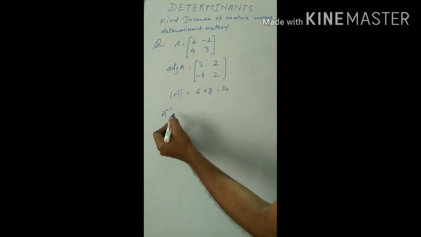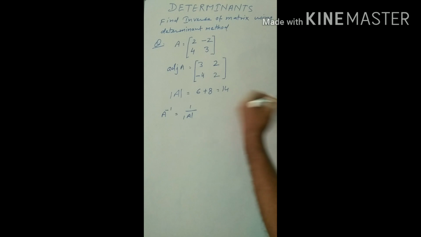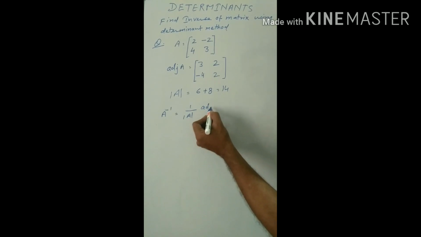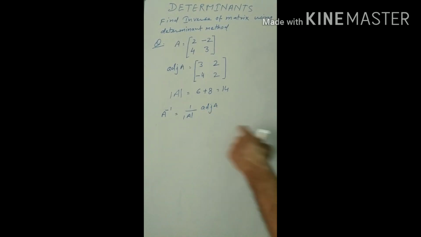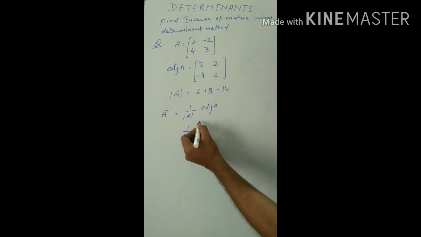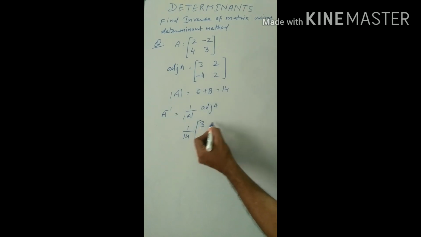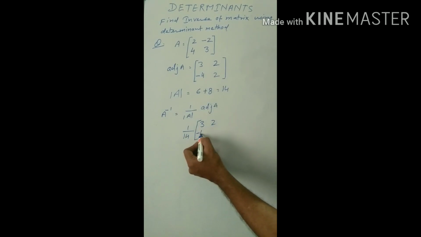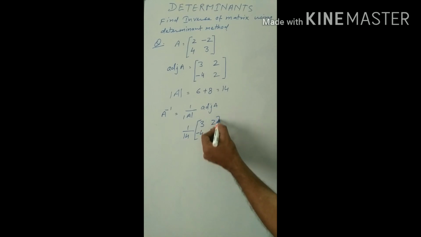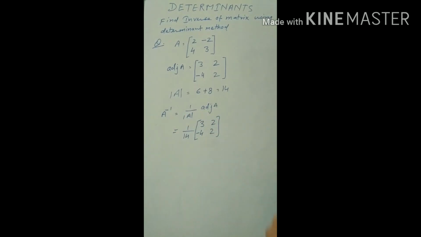A inverse equal to 1 upon determinant of A into adjoint of A. It is the formula to write the A inverse. 1 upon determinant of A is 1 upon 14. Adjoint of A is this one, 3, 2, minus 4, 2. This is the value of A inverse we have obtained.